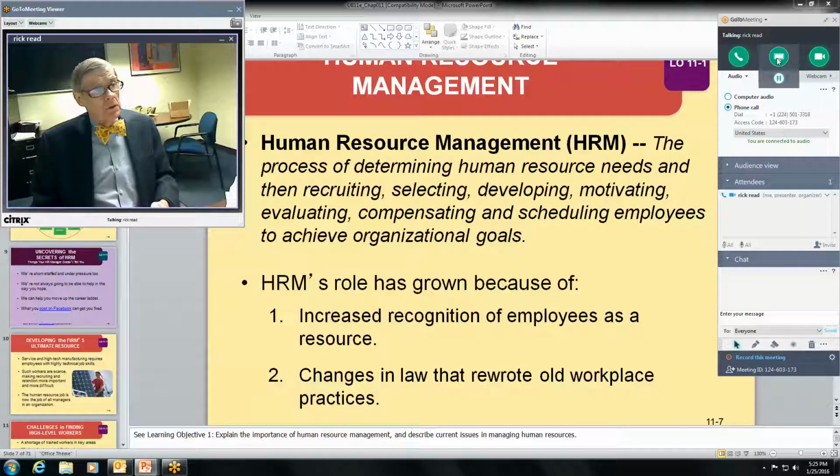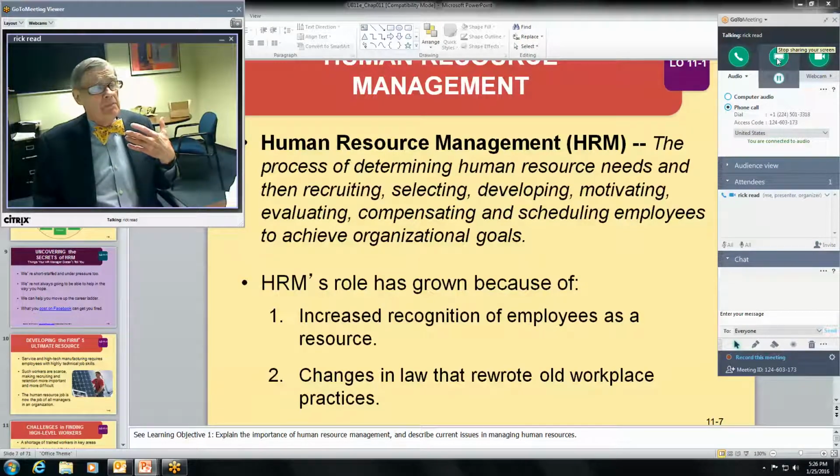Human resource management does recruit, and it does a major part of the selection process. Usually the final selection of an employee is up to the hiring manager, or could be hiring managers or a team. Human resource management plays a role in that. Human resource management also plays a role in developing and motivating employees, but they do that in a policy manner. They don't do that as a hands-on person. The hands-on people are the supervisors and managers that do those things.